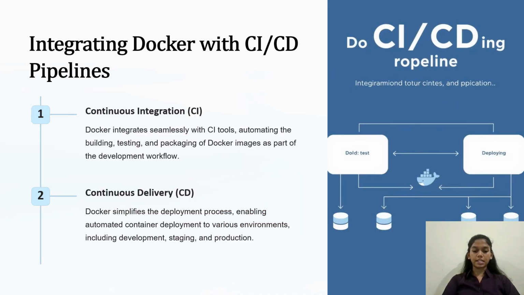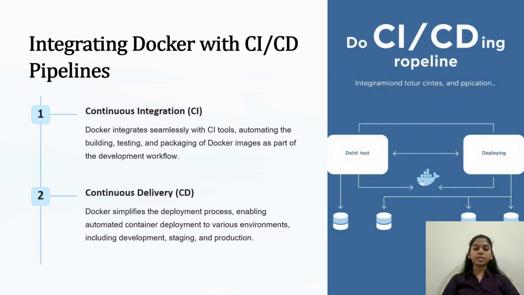Integrating Docker with CI/CD pipelines. Docker integrates seamlessly with CI tools like Jenkins, GitHub Actions, and GitLab CI to automate the building, testing, and packaging of applications. A CI pipeline can use Docker to build a container image of a web app whenever a developer pushes code to the repository.